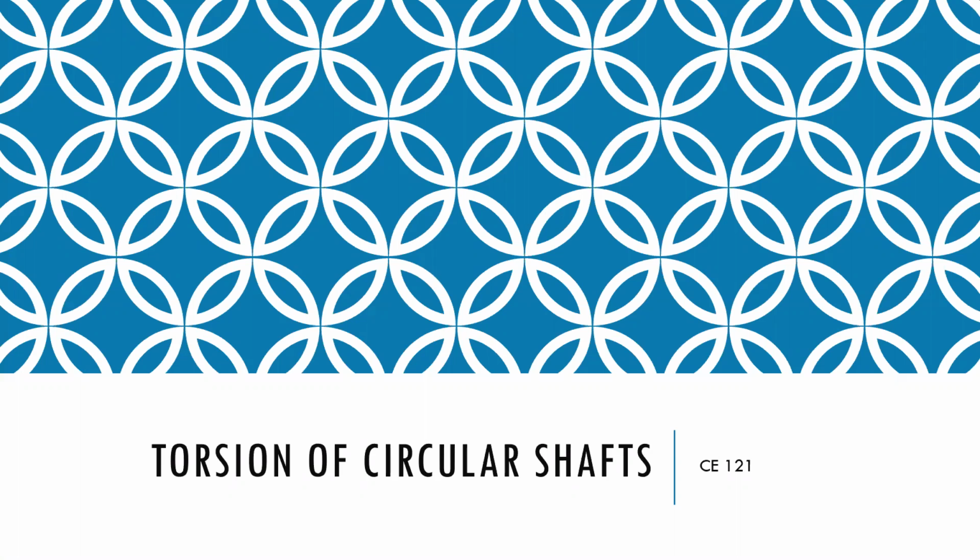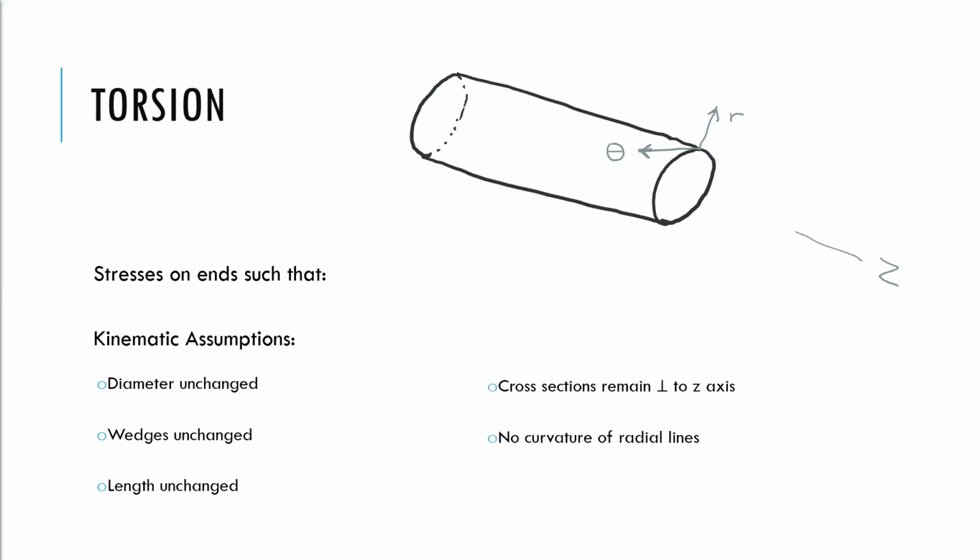So the first thing I want to do is just go over a basic overview of the deformations that we observe when we have torsion. If we have a cylindrical member and our coordinate system, we can use X, Y, Z, but oftentimes it's going to be more convenient for us to use cylindrical coordinate systems. So we're going to put our Z axis along the length of the member. R will go from the center outward.